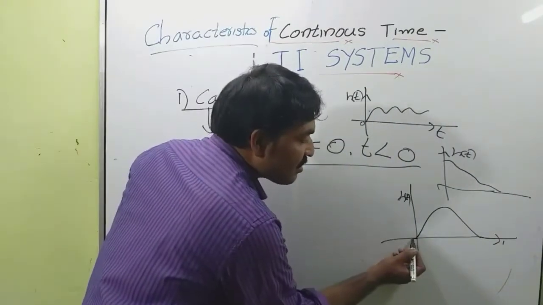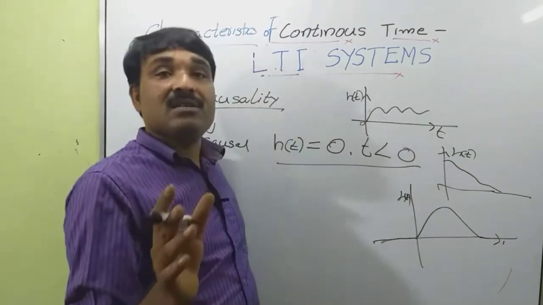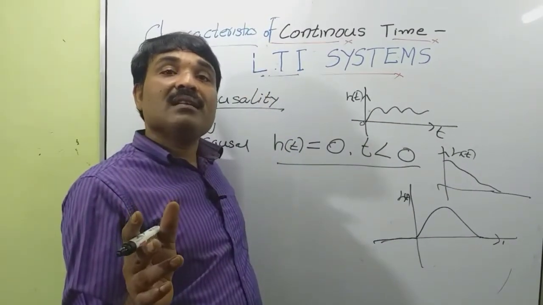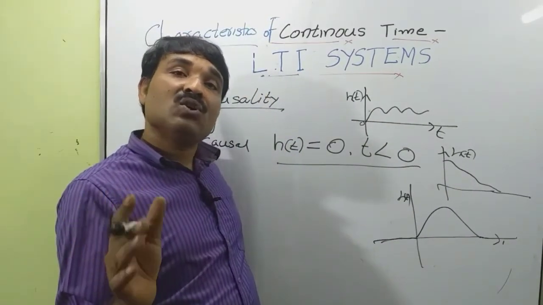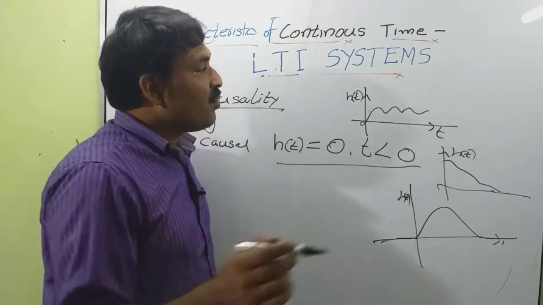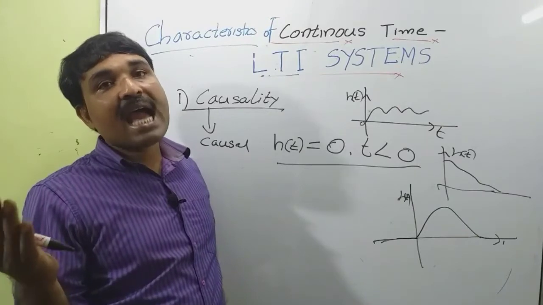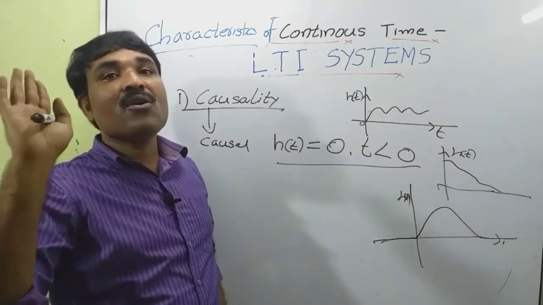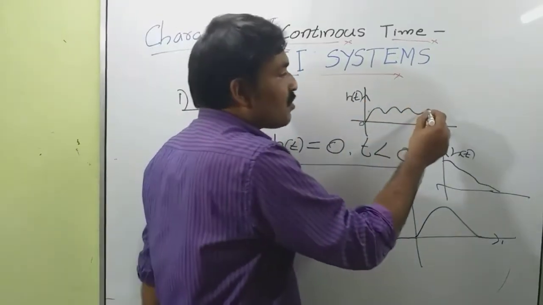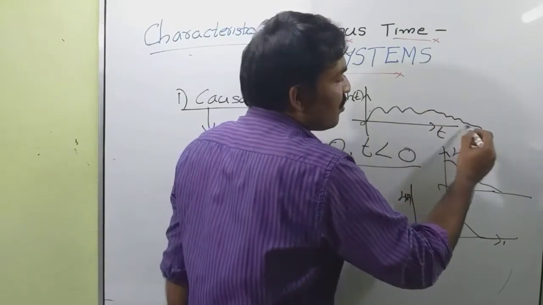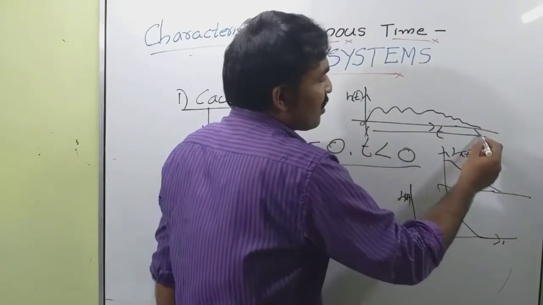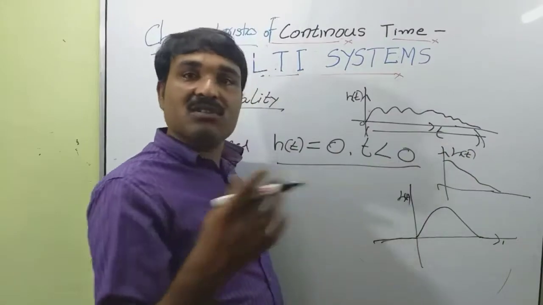For t less than 0, h of t is equal to 0. That is the property of a causal system, then the system is said to be causal. Now we know that the impulse response should tend to 0 as t tends to infinity. Then only the system becomes stable. Suppose this is going to 0 during a specific time duration, the system is stable.